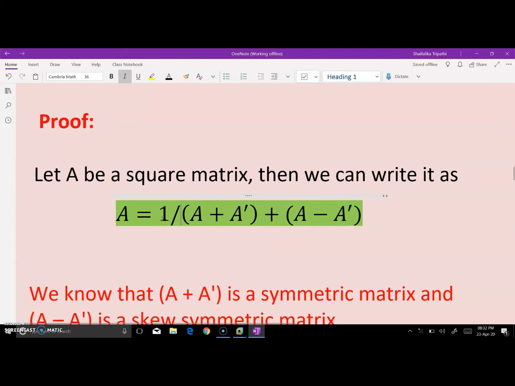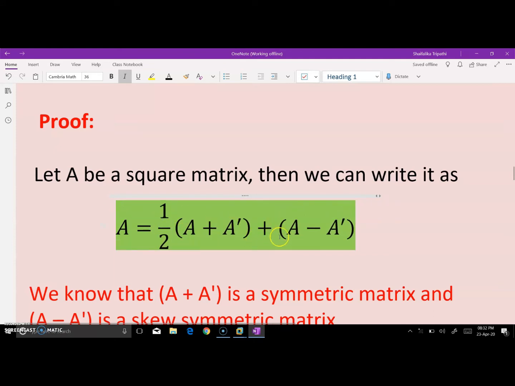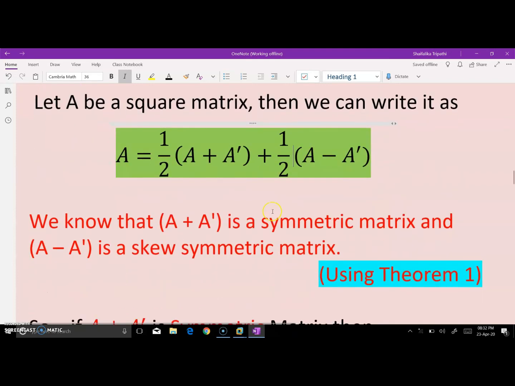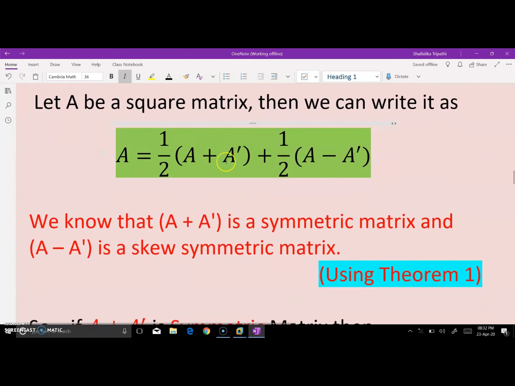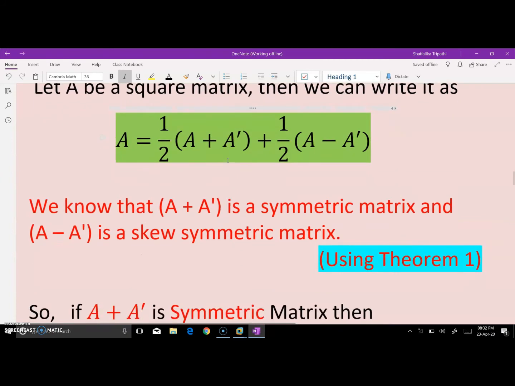So if I'm writing here 1 by 2 and here also 1 by 2, now you can see that when we solve this, this will be 1 by 2A plus 1 by 2A, that is A. Now this is balanced, right? Now students, as we have already proved, A plus transpose of A is a symmetric matrix.